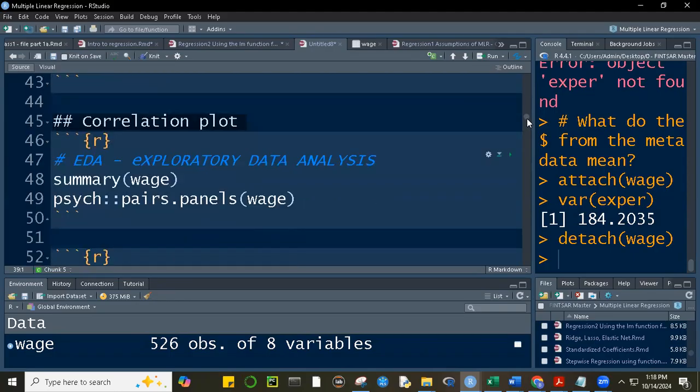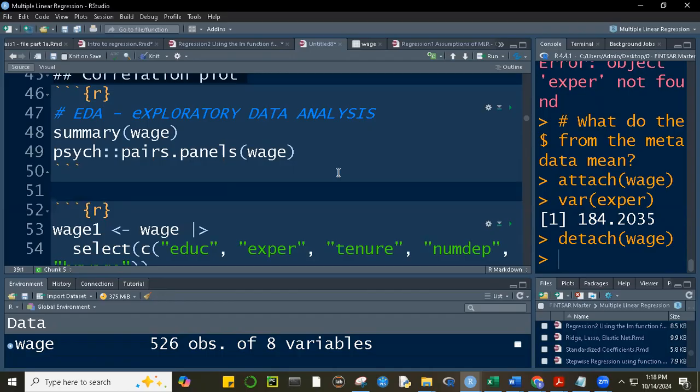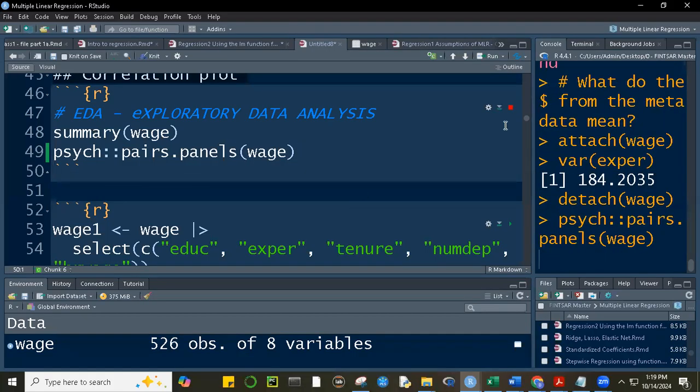All right, so last time we did this, di ba? We said that it's important for us to generate a correlation plot. Kasi one of the requirements ng classical linear regression model is that there should be relationships between your dependent and your independent variable. So what we did last time was to use the pairs.panels function coming from the psych package, on wage. And then this is what we got.